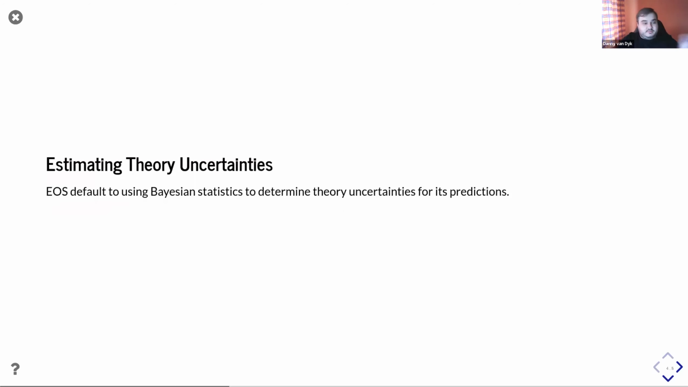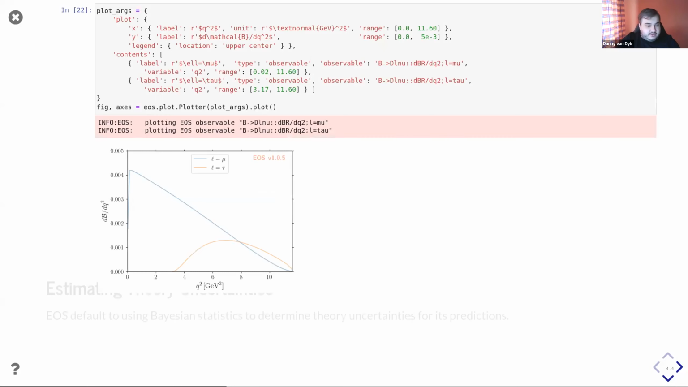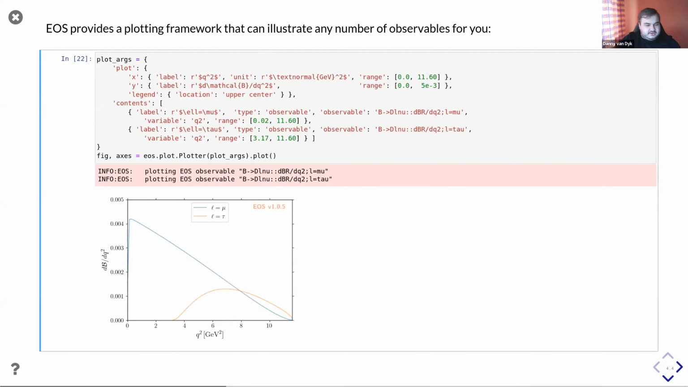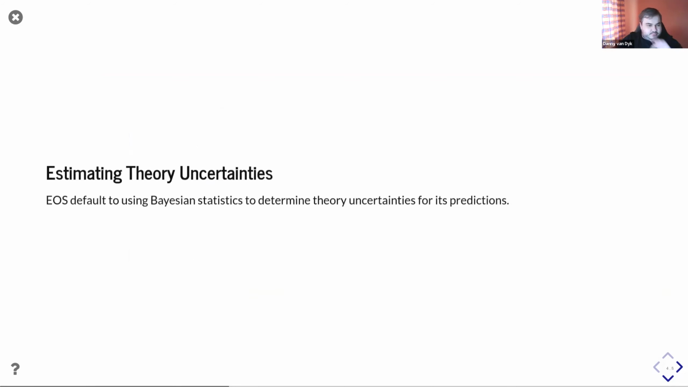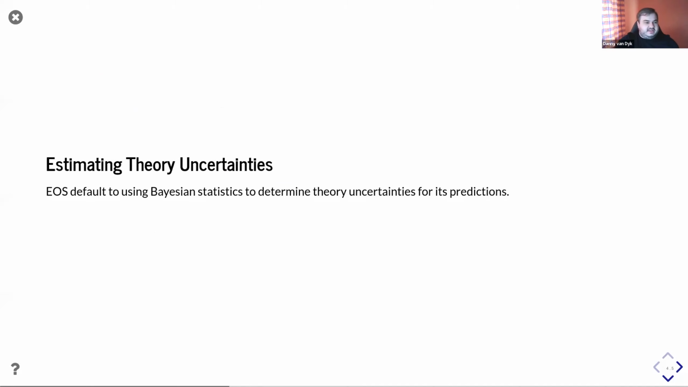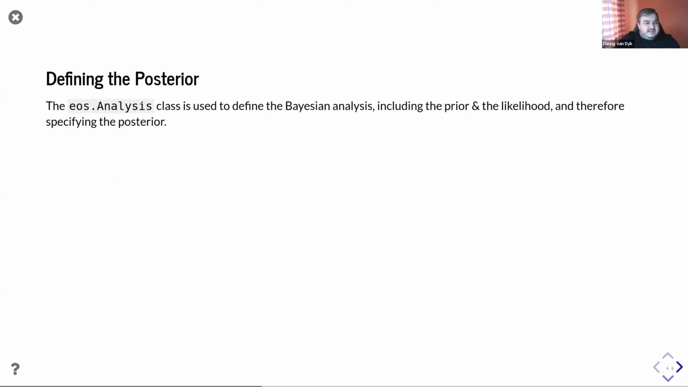What else can we do? Well, we can estimate the theory uncertainties. Just having these narrow curves here is not quite all that we want from it. We want to produce some bands that show us the theory uncertainties. Again, we default to Bayesian statistics to determine the theory uncertainties. And to do that, we define our posterior using the EOS analysis class. There you specify your set of priors, your likelihood, and therefore overall your posterior.